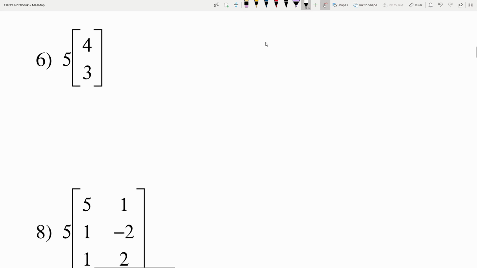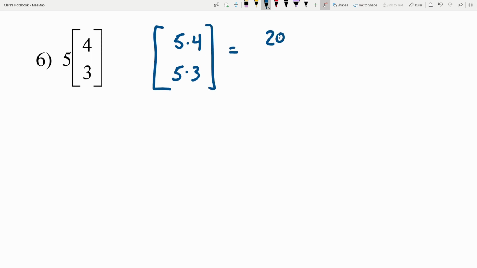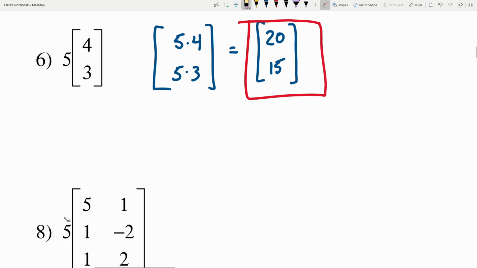In number 6, I'm going to be scaling a matrix. Let's talk about the size of that matrix. That matrix is a 2 by 1. So 2 rows by 1 column, 2 by 1. My result is going to be a 2 by 1 because I'm just scaling it. So my 5 will get multiplied to my 4 and my 3. So I have 5 times 4, and then I have 5 times 3 in matrix form. So 5 times 4 is 20, 5 times 3 is 15. This is 20, 15 as my solution in number 6. Let's move on to number 7.